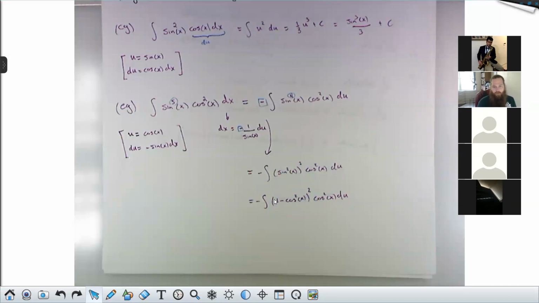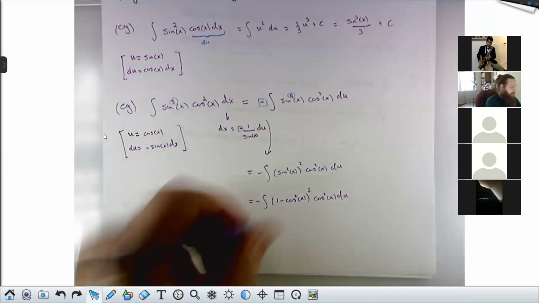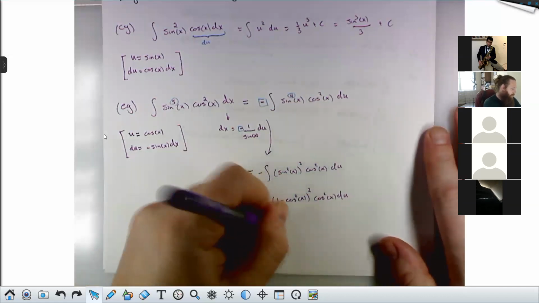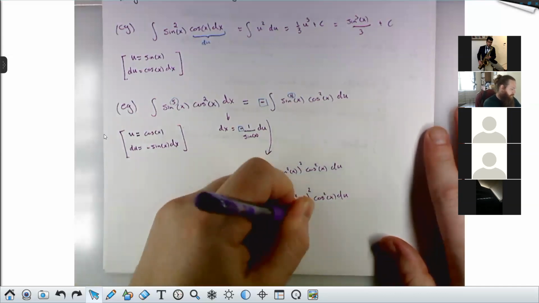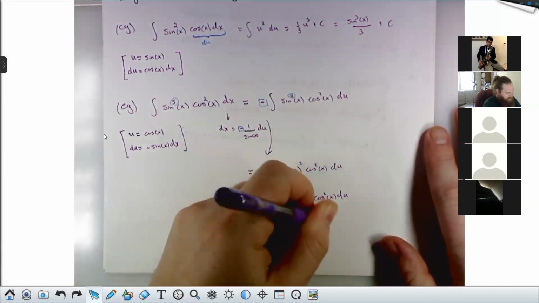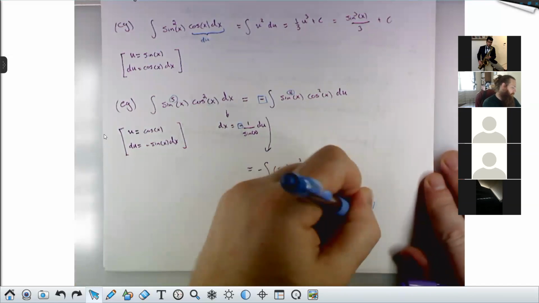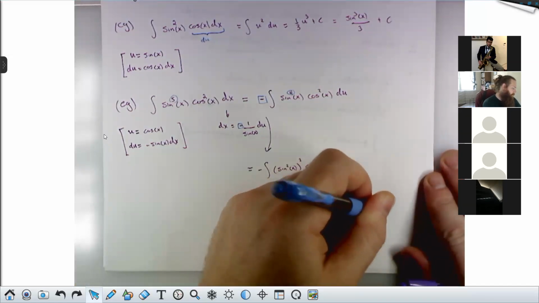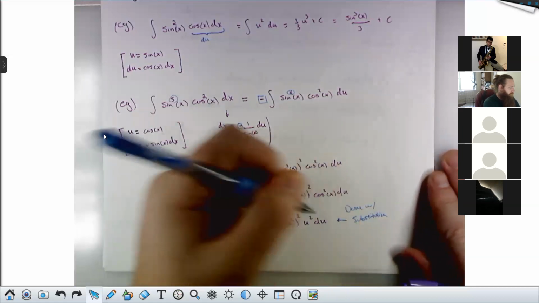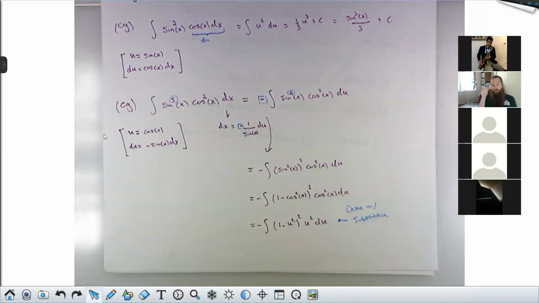I've gotten rid of all the sines. It's all cosines now. So now I can say, okay, this is negative integral of 1 minus u squared, times u squared du. And at this stage, I'm done with the sub. So now I can start thinking about how to actually proceed with the integration. This is a nice thing to do because the resulting integrand is a polynomial. We can always integrate polynomials.